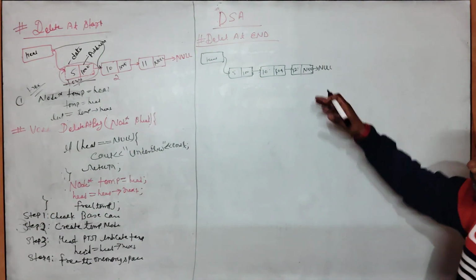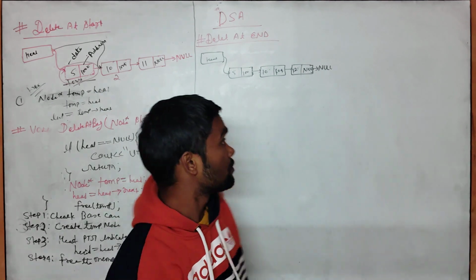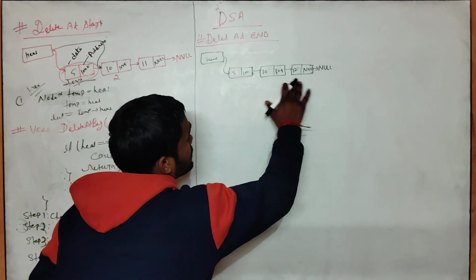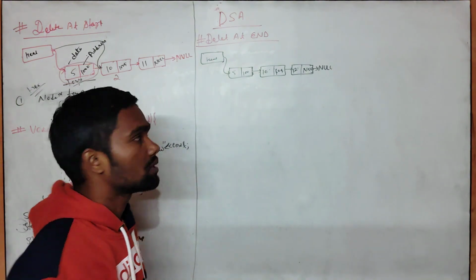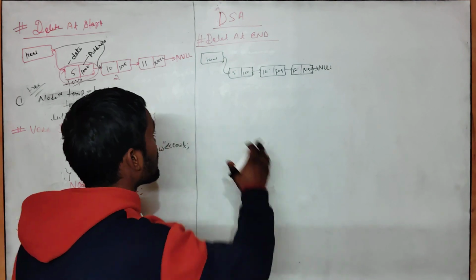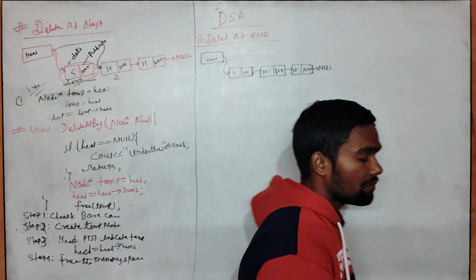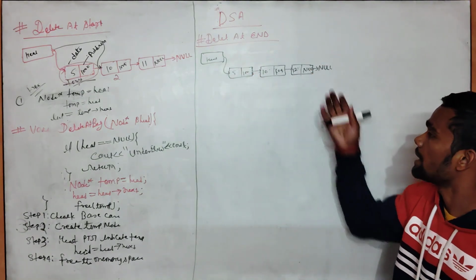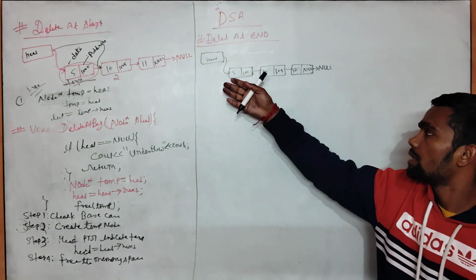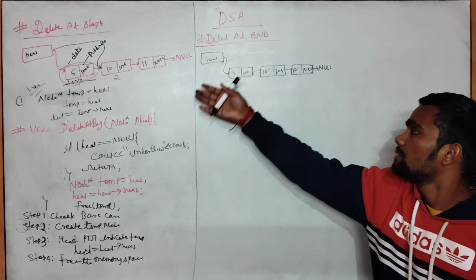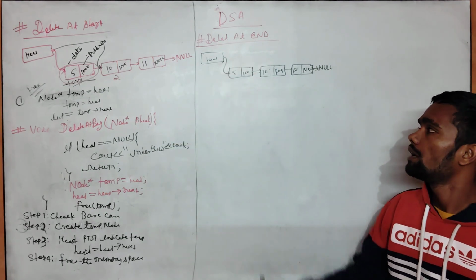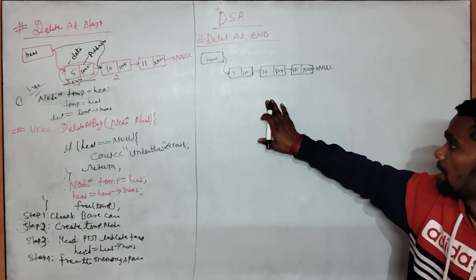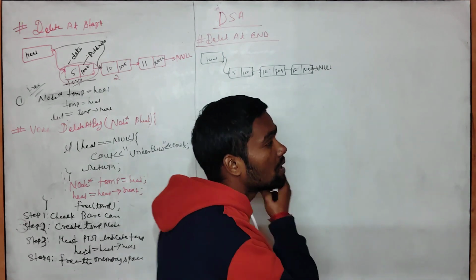How can we delete at the end point? Okay, you need to see how we can delete. Firstly I need to traverse this linked list, because when we want to delete at the end, firstly we need to traverse this linked list, because if you do not traverse, then it will work just like deletion at the beginning. Okay, firstly we need to traverse the linked list.